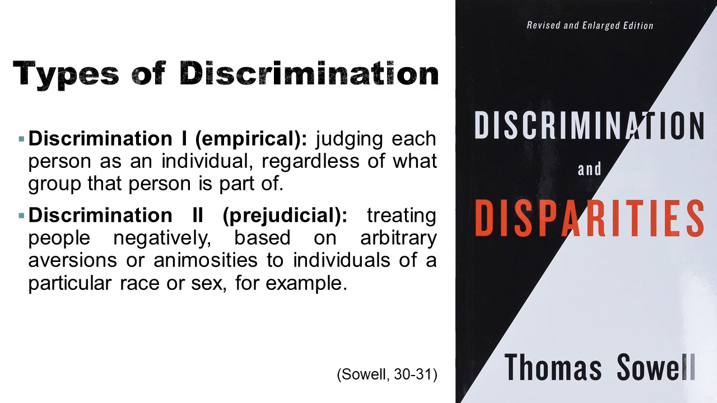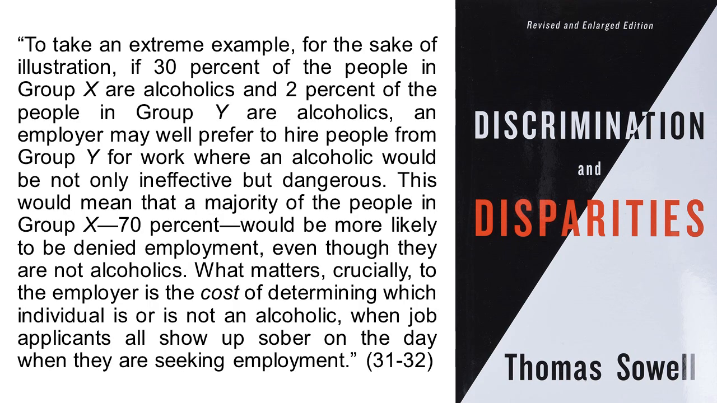And so he uses this example. And this is a purely hypothetical example. These are not real numbers. These are not real groups that he's talking about. But he says to take an extreme example. For the sake of illustration, if 30% of the people in group X are alcoholics and 2% of the people in group Y are alcoholics, an employer may well prefer to hire people from group Y for work where an alcoholic would be not only ineffective but dangerous.